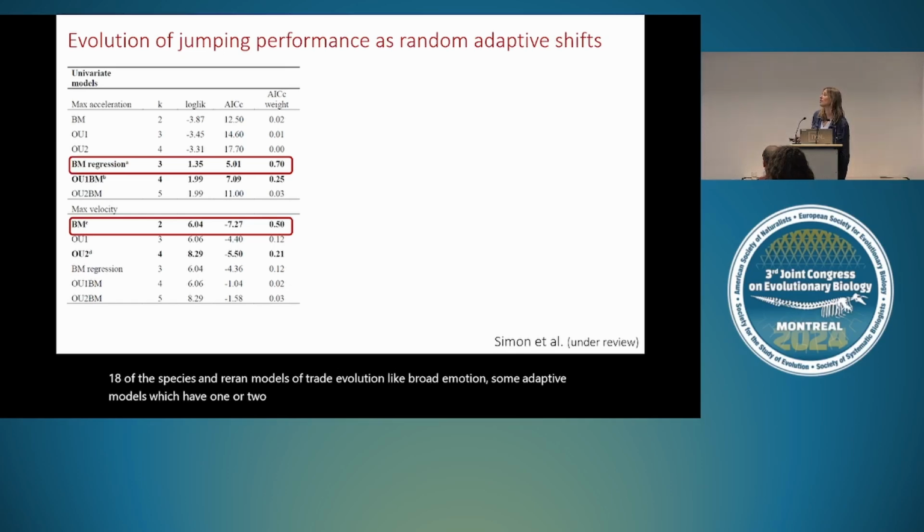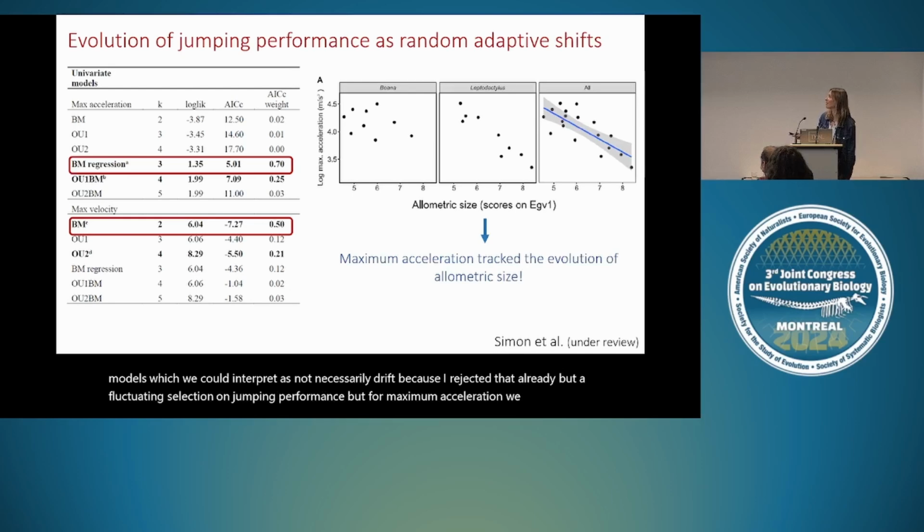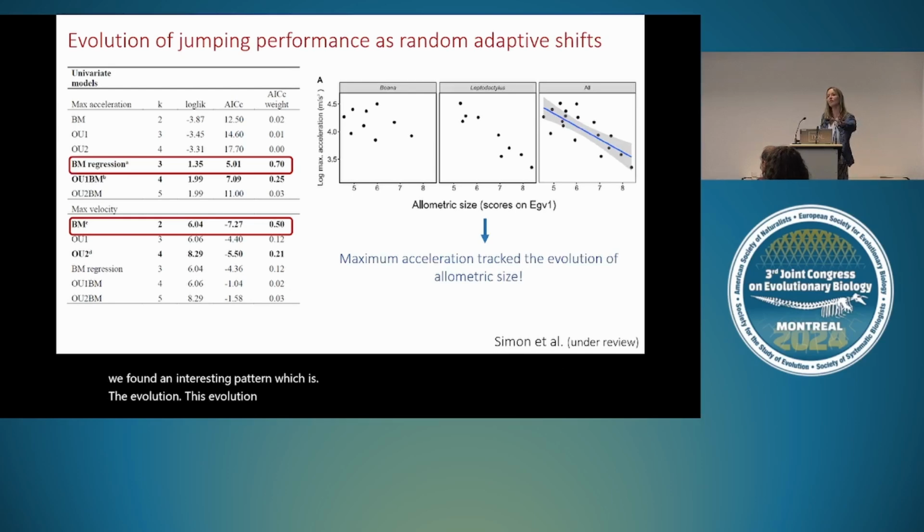What we found most support for was Brownian motion models, which we could interpret as not necessarily drift, because I rejected that already, but as fluctuating selection on jumping performance. But for maximal acceleration, we found an interesting pattern: this evolution being channeled mostly to allometric size had a consequence for jumping performance. So it basically seems that performance tracked the evolution of size.